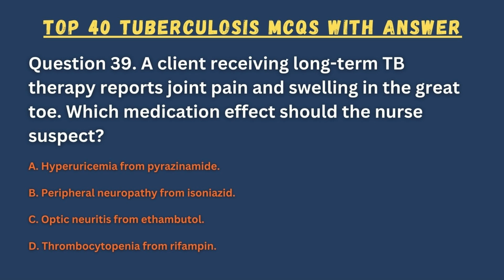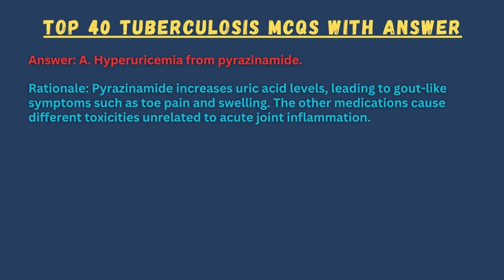Question 39. A client receiving long-term TB therapy reports joint pain and swelling in the great toe. Which medication effect should the nurse suspect? A. Hyperuricemia from pyrazinamide. B. Peripheral neuropathy from isoniazid. C. Optic neuritis from ethambutol. D. Thrombocytopenia from rifampin. Answer: A.